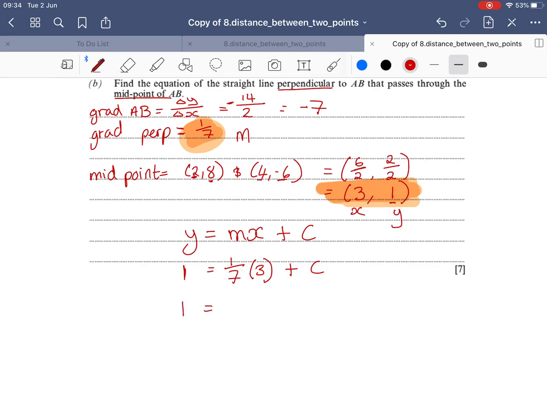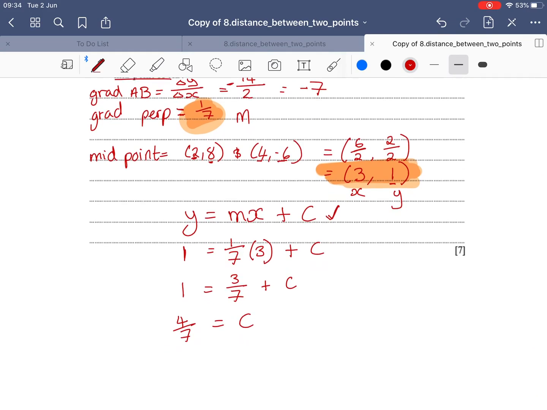So we've got 1 equals 1/7 times 3, which is 3/7. You can put it as a decimal if you want to, it doesn't matter. Plus c. And then 1 take away 3/7 will give you your c. So 1 take away 3/7 leaves you with 4/7, which is c. Rewrite your equation. So rewrite this now with your m and your c. So the equation of the line is y equals 1/7 x plus 4/7. And that's your equation of your line.